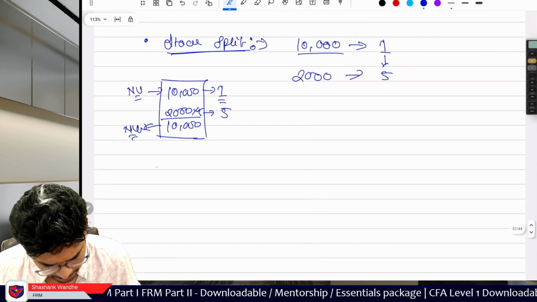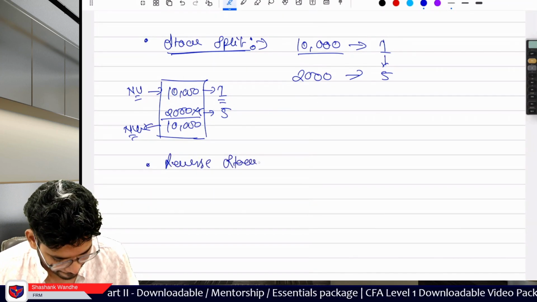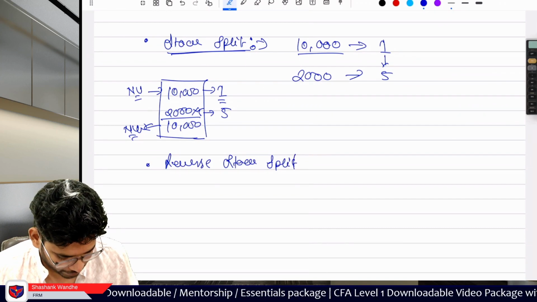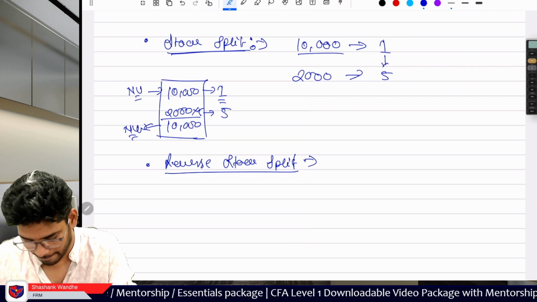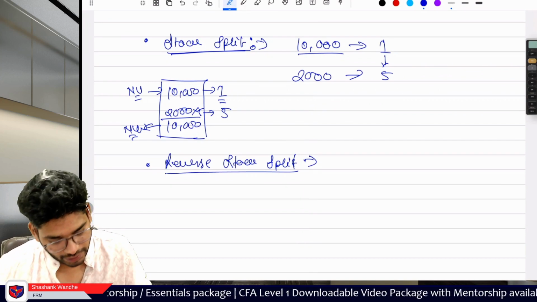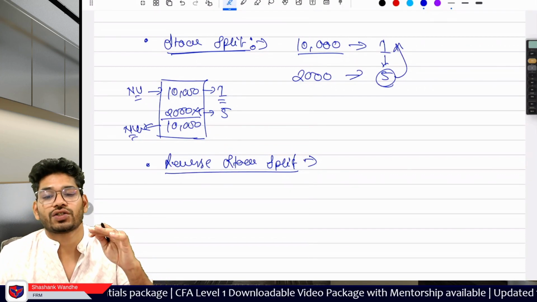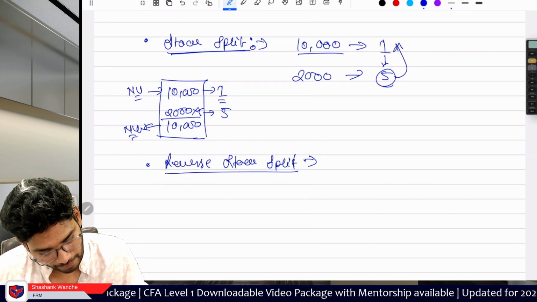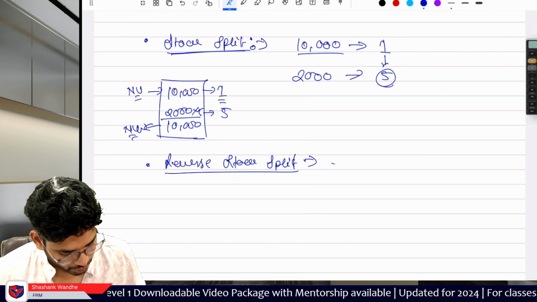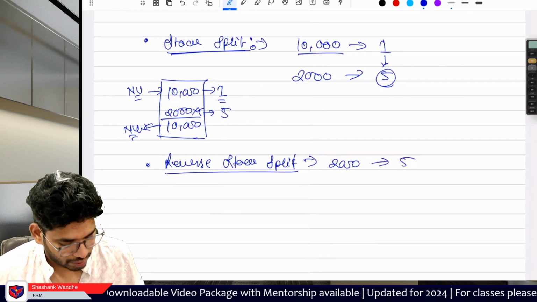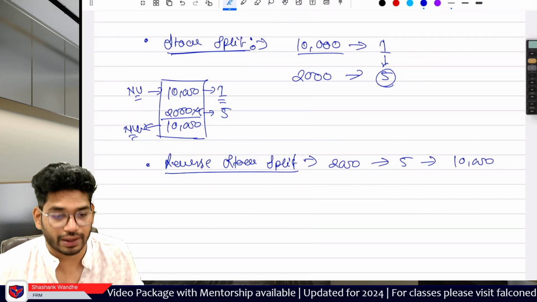Then there is also the reverse stock split. And in the reverse stock split, what happens? It is just the reverse. Okay, so converting 5 shares into 1 share. So this is the reverse of a stock split. So say 2,000 shares at 5 per share. So the total value of these shares is 10,000.